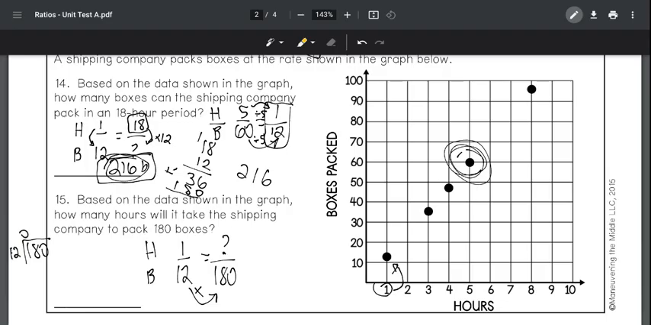So 12 does not fit into 1. 12 fits into 18 one time. 6, drop our 0. How many 12s make a 60? 5. So our scale factor is 15. So 1 times 15 tells us that the answer was 15 hours. And that's your test.